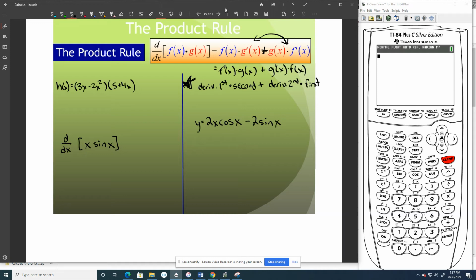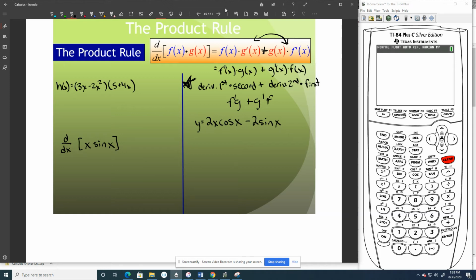Some of them like to use music to help you remember stuff. If you want to sing that to help you remember the product rule, great. A lot of times we just shorthanded it and said f prime g plus g prime f. Okay, derivative of f times g plus the derivative of g times f.